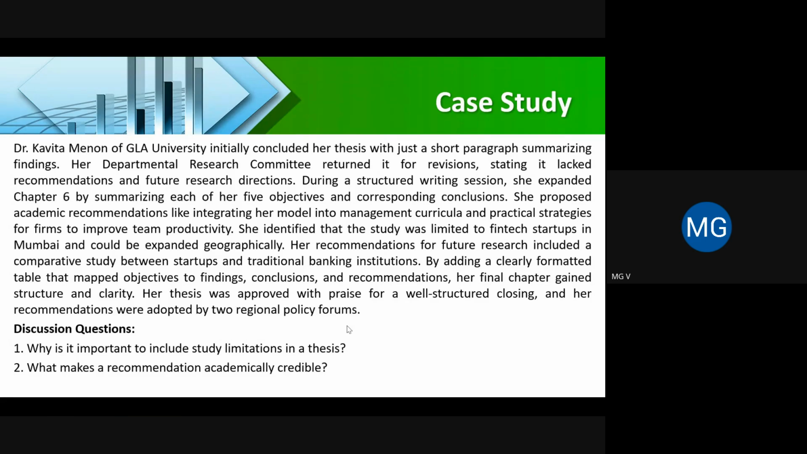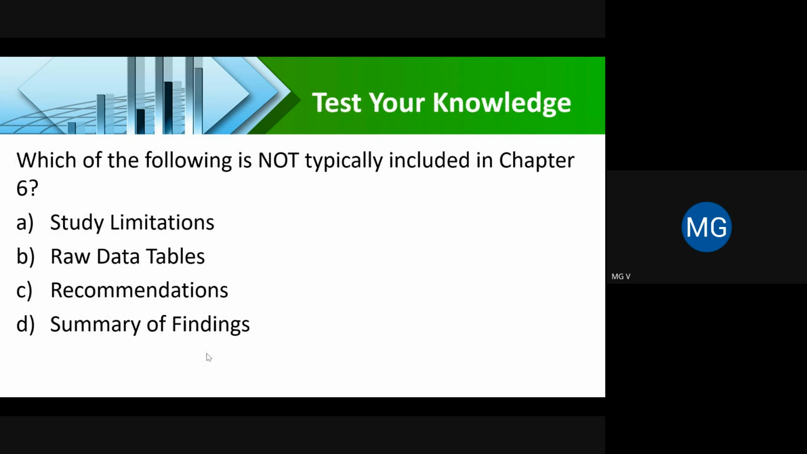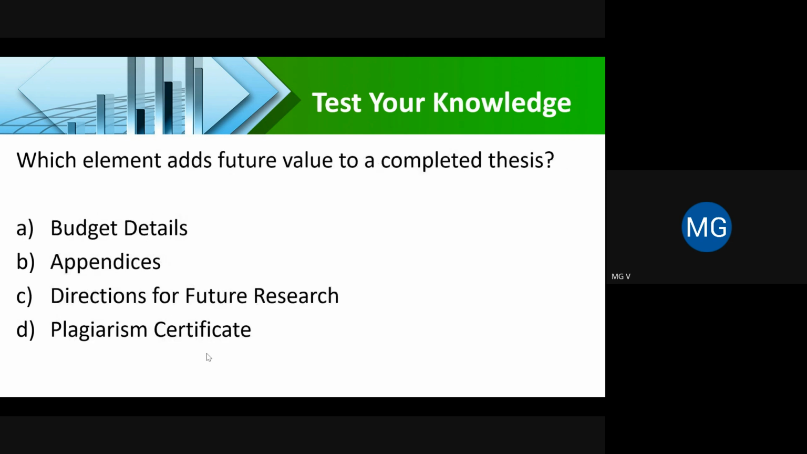What makes a recommendation academically credible? It must be specific, relevant to the findings, and aligned with theoretical and practical implications. Which of the following is not typically included in chapter 6? Raw data tables. Which element adds future value to a completed thesis? It is C, directions for future research.